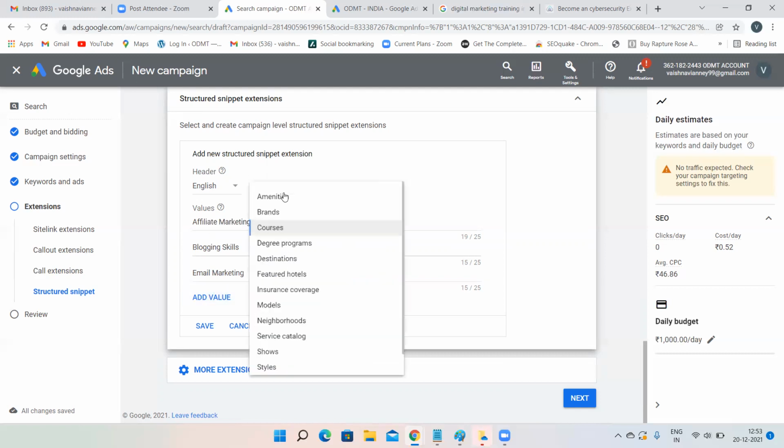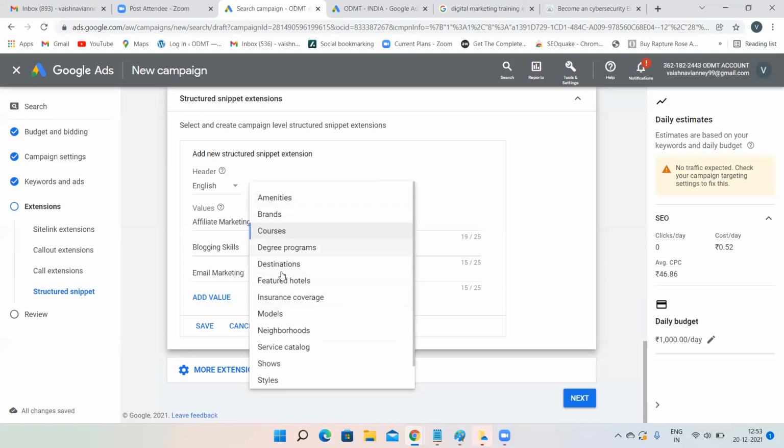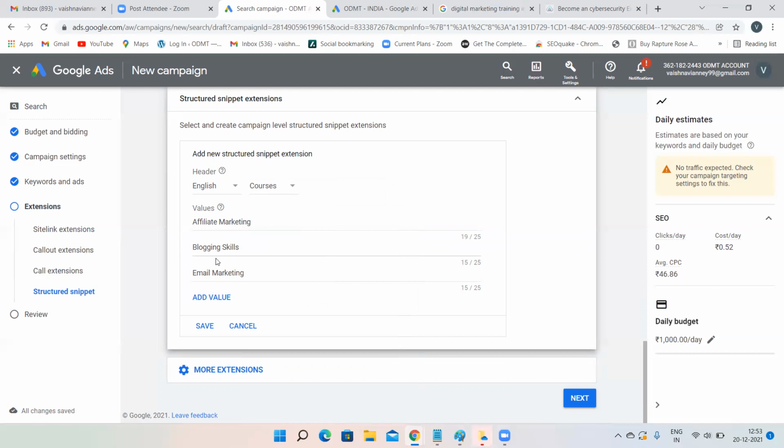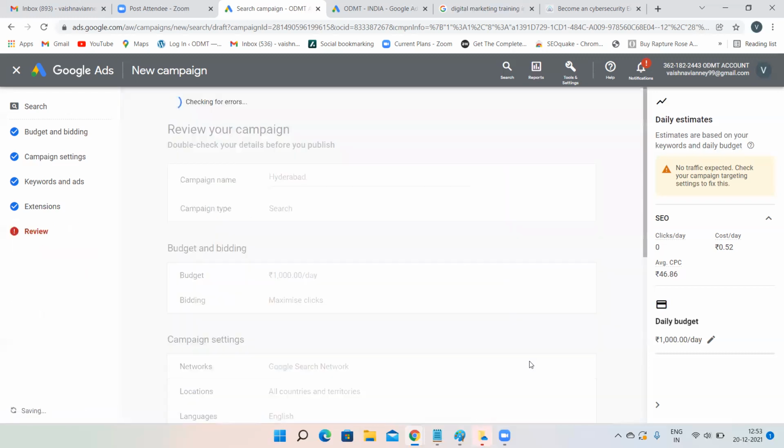So choose any structure, whatever structure you are mentioning about, choose that structure. If you are choosing amenities, suppose you have a hotel, you can choose all these things. Brands, then you can choose brands. If you're into insurance, then you can choose insurance. But if you are providing some services, then go for courses. That means any educational services, then go for courses. Under courses, what courses you are providing? Affiliate marketing, blogging skills, email marketing. That's it. Click on next.